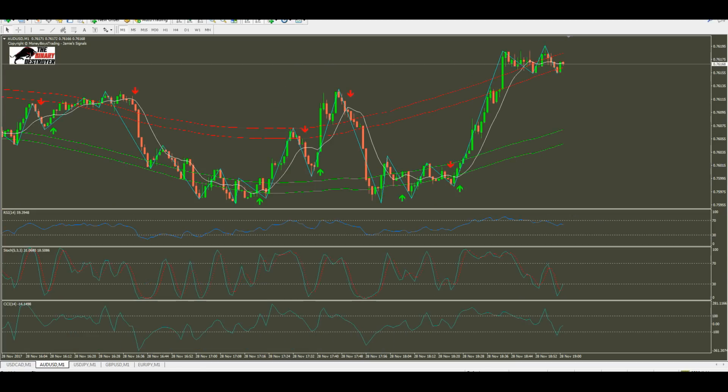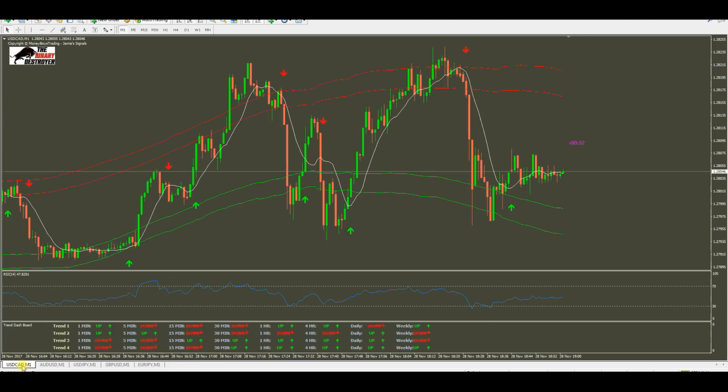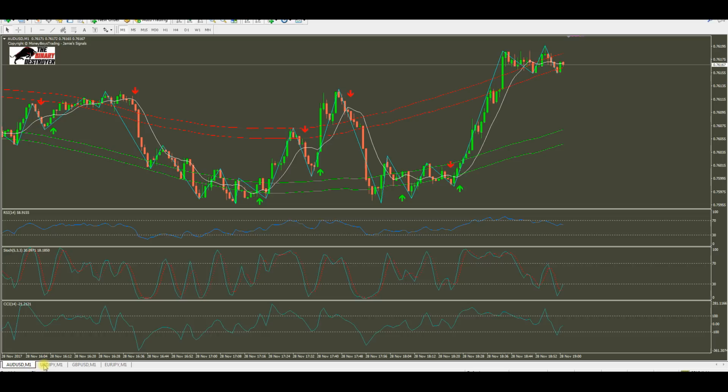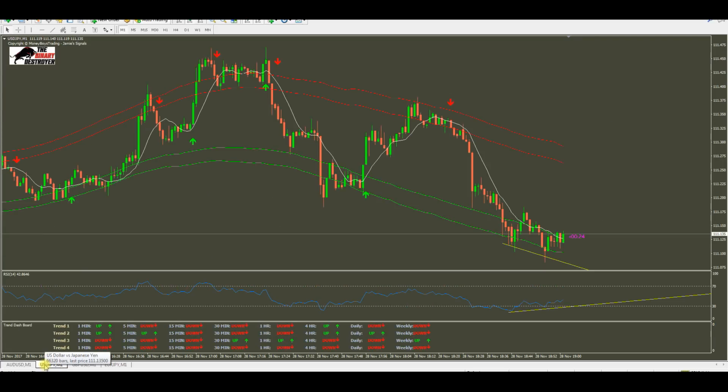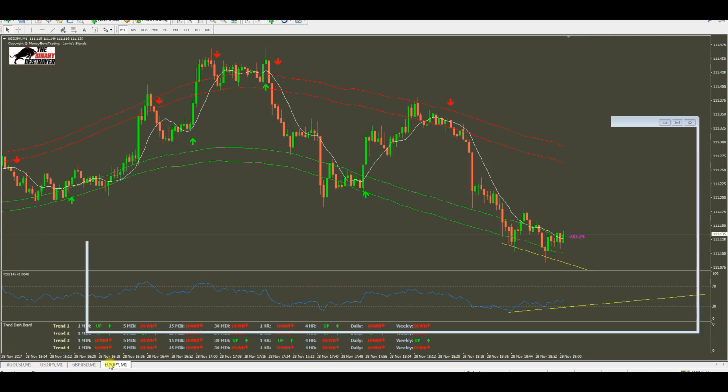Okay, so I'm going to delete that there. Our two pairs that don't like USD CAD. Look, you see how it's starting to go sideways now. There's no trade happening there. I've got AUD USD and USD JPY. Okay.